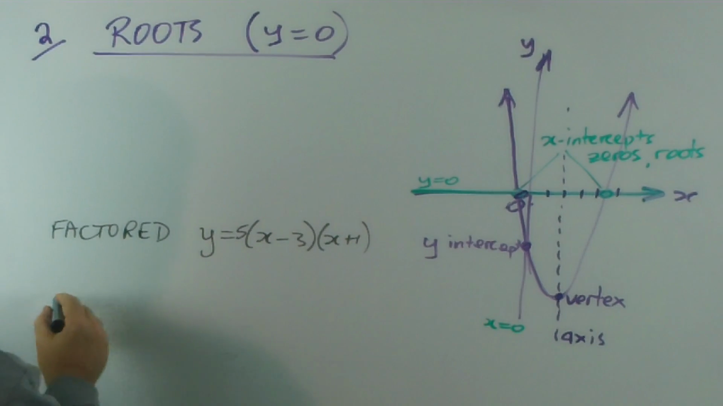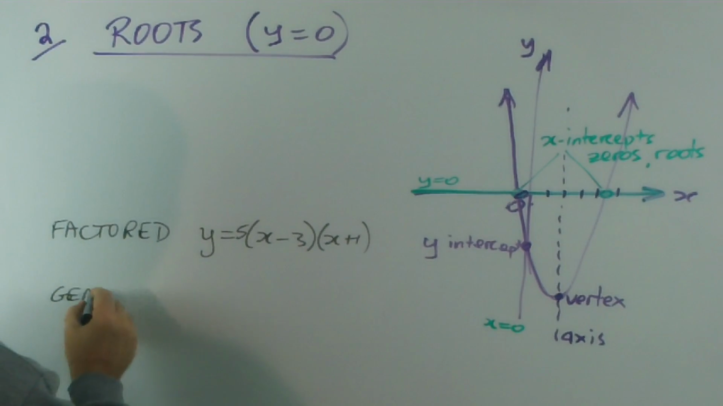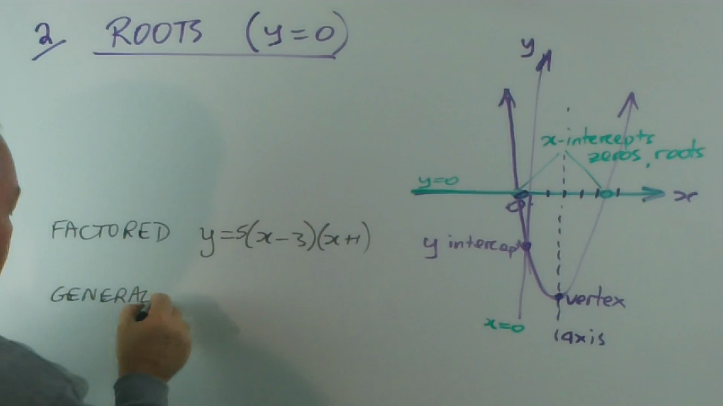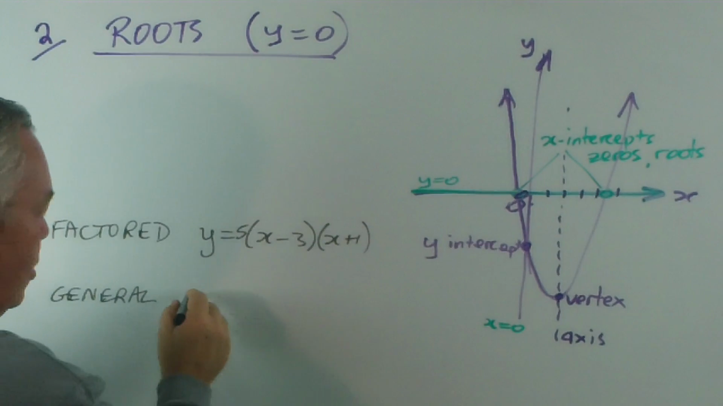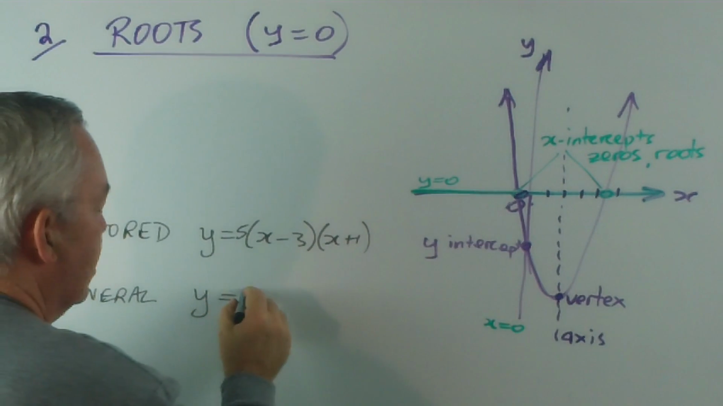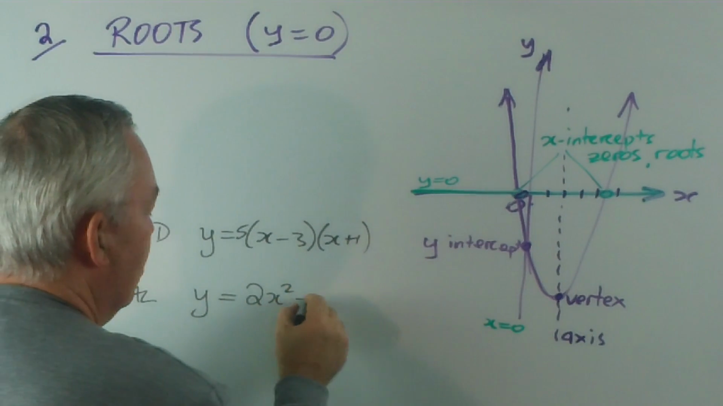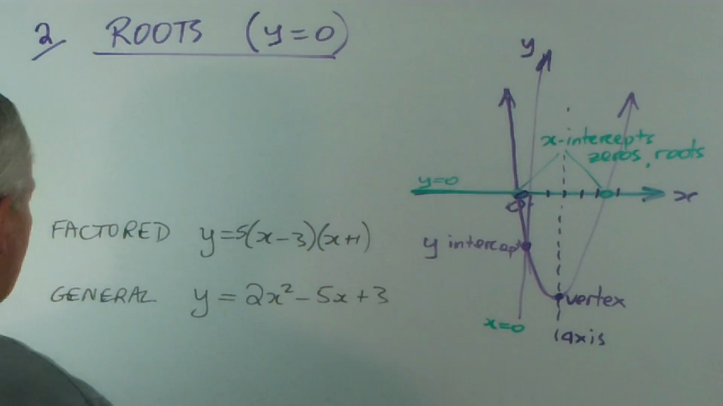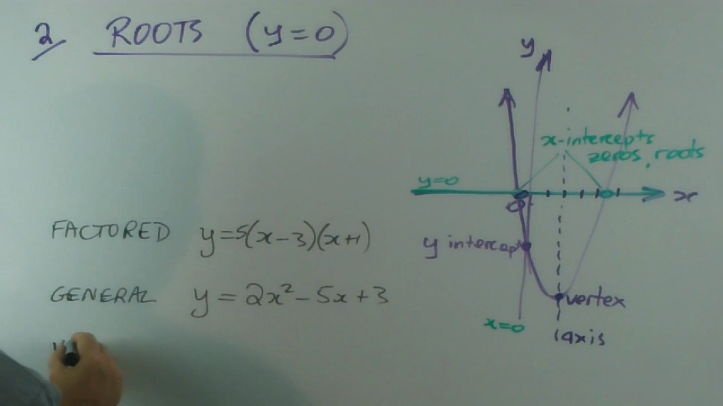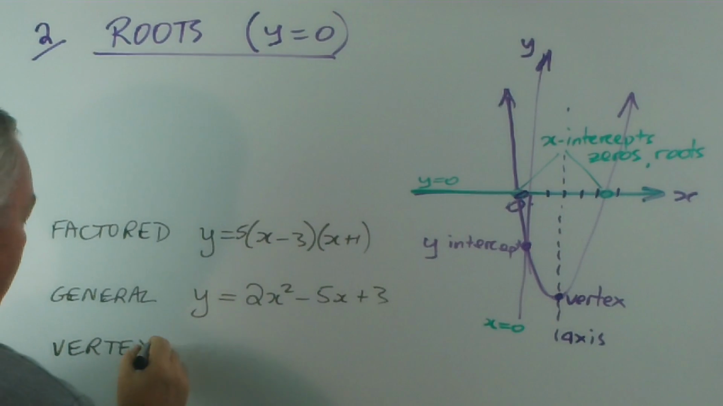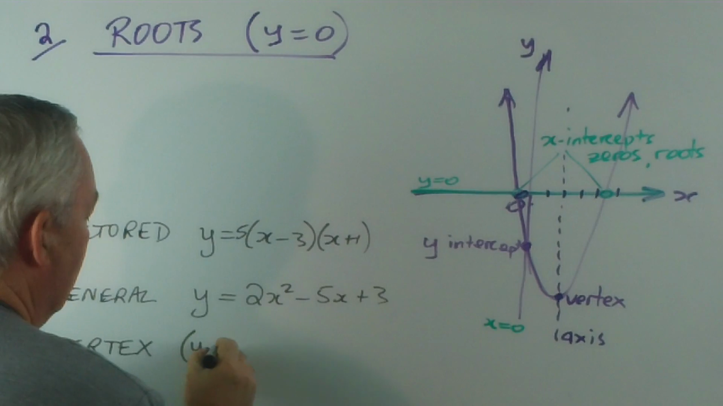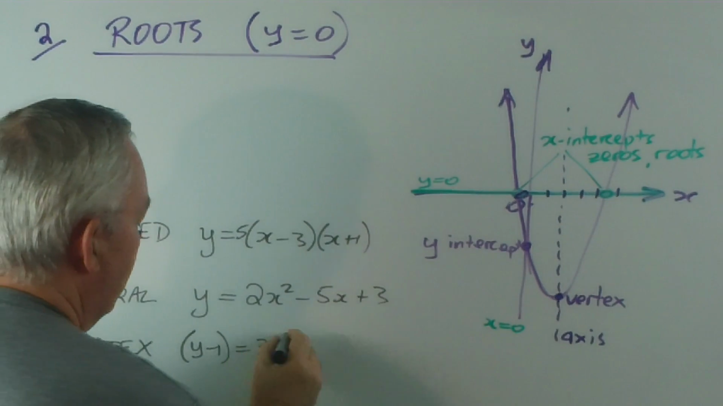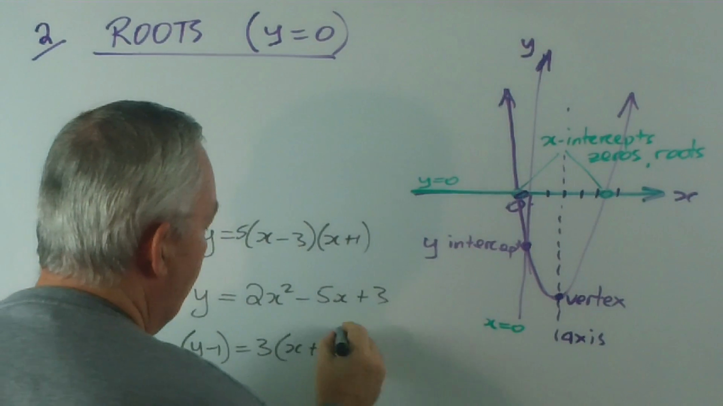You could get it in what's known as the general form. And this is when the entire quadratic is multiplied out. You might get something like 2x squared minus 5x plus 3. That would be a possibility. And you sometimes get it in the vertex form. And that's when you might have something like y minus 1 equals 3 lots of x plus 2 squared.